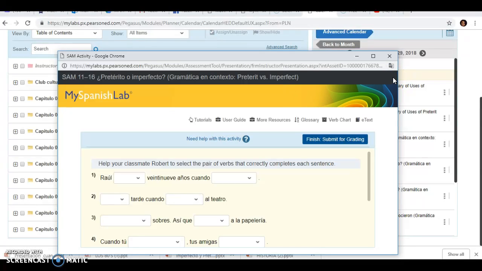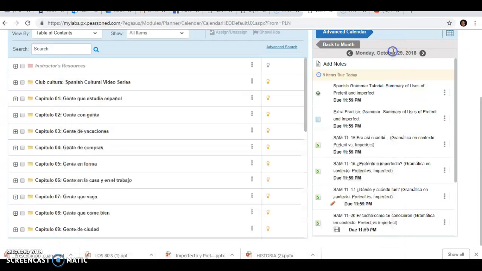Otro ejercicio de My Spanish Lab, that is, it will be similar to the exercise that I was explaining before about the use of when or cuando. So it will be this one. You just have to choose the appropriate verb. It could be pretérito or imperfect. So the example here will be Raúl tenía 29 años. So you are describing here the context when, cuando se casó. Okay, so it will be similar to the exercise that I explained before.